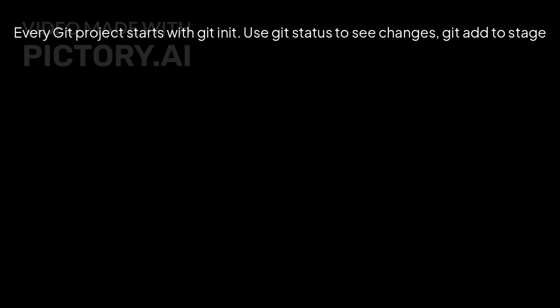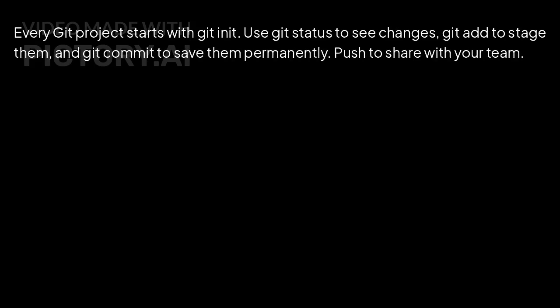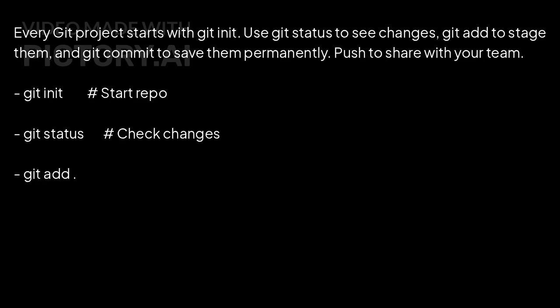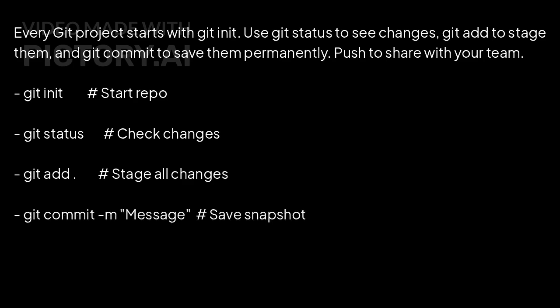Every Git project starts with git init. Use git status to see changes, git add to stage them, and git commit to save them permanently. Push to share with your team. git init # start repo, git status # check changes, git add . # stage all changes, git commit -m "message" # save snapshot, git push # send to remote.